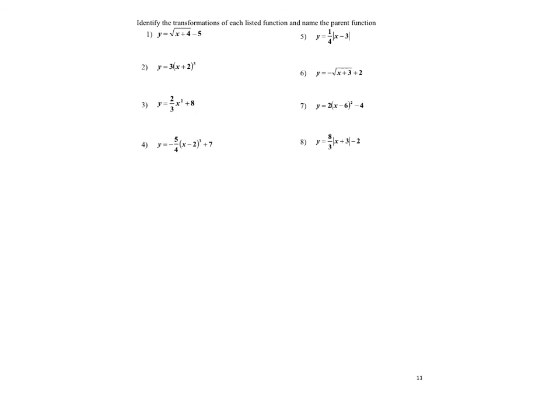The last page of this lesson just goes over more stating the transformations, so you guys can look at the key and get the answers for this. And then if you have any questions, please come to Extra Help.